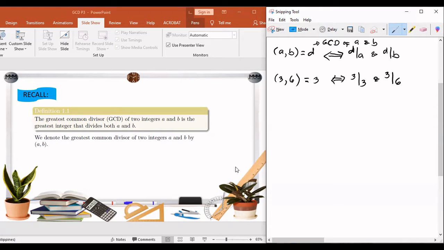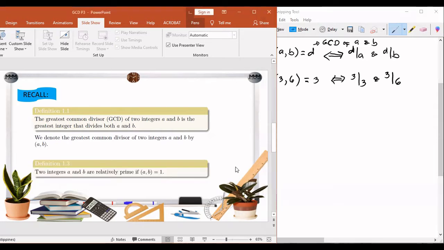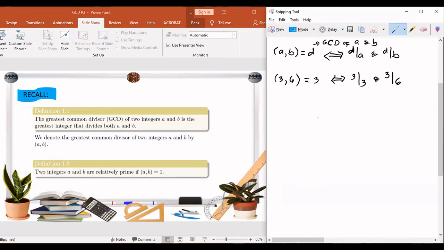Now let's have another term. We call a and b relatively prime if its GCD is 1. In our example, take note that the GCD is 3. Hence, we can say that 3 and 6 are not relatively prime.